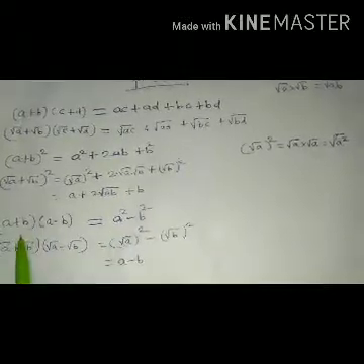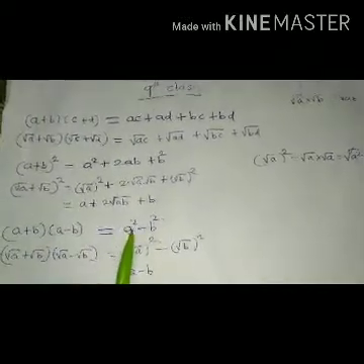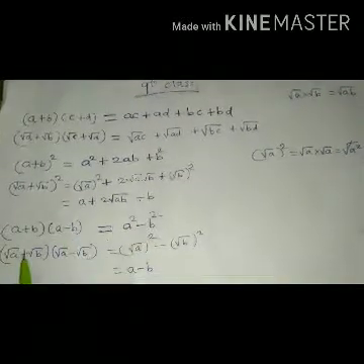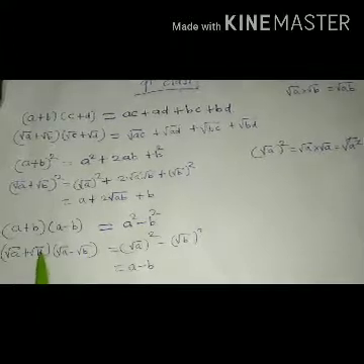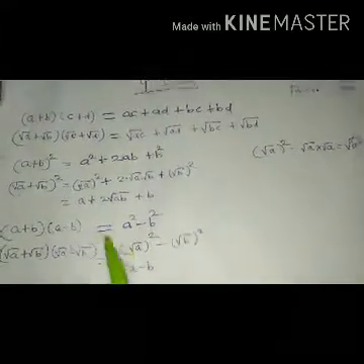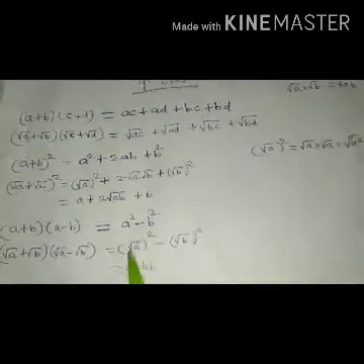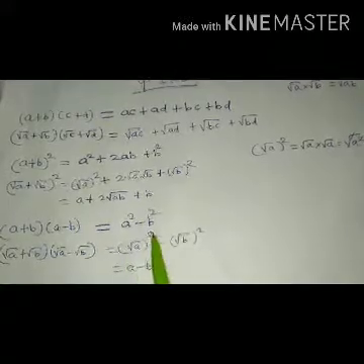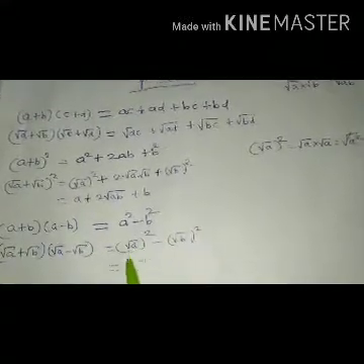In the same way, we have the third identity (a + b)(a − b), which is equal to a² − b². So applied for irrational numbers, (√a + √b)(√a − √b) is equal to (√a)² − (√b)². So this root sign and square get cancelled. Here also the root sign and square get cancelled. We are left with a − b.